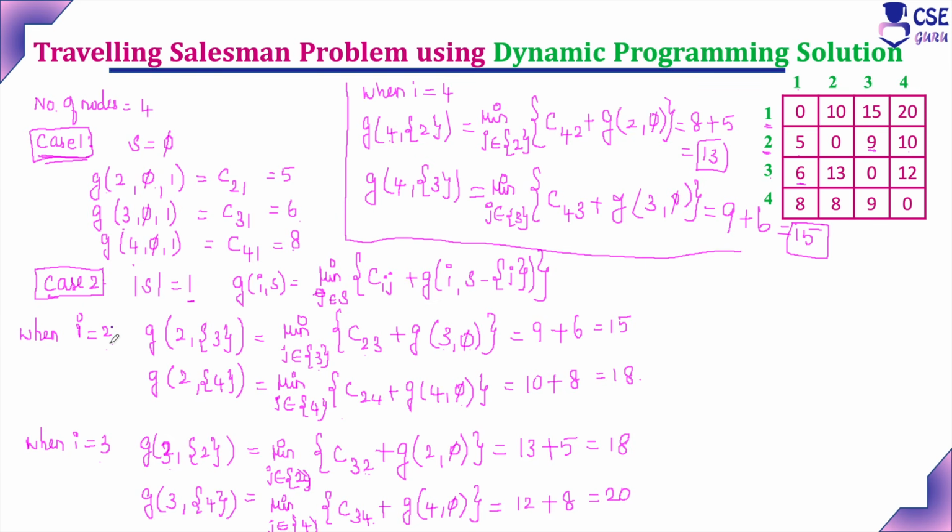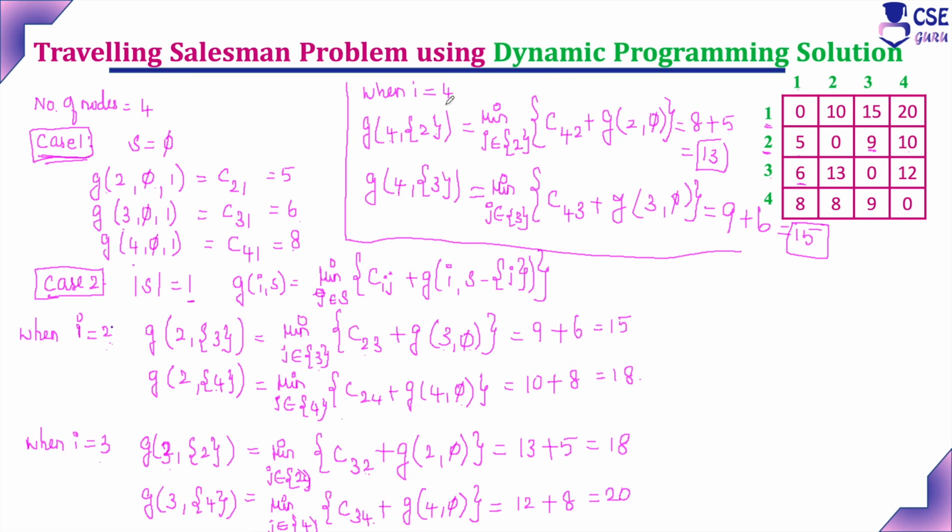After visiting the next city, there is one more city to be visited. It may be either 3 or 4 if you are considering 2 as the current city to be visited. Suppose you are considering 3 as the current city to be visited, the choice may be 2 or 4 next. In that case, this is the function and this is the cost.